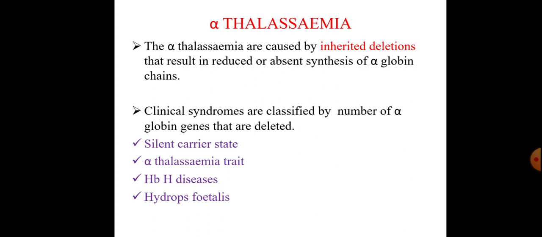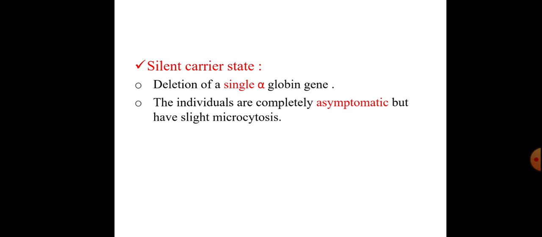The alpha thalassemias are caused by inherited deletions that result in reduced or absent synthesis of alpha globin chains, as already mentioned earlier. This can result in clinical conditions such as the silent carrier state, alpha thalassemia trait, HbH disease, and hydrops fetalis. The silent carrier state of alpha thalassemia occurs due to the deletion of a single alpha globin gene, which can be on the paternal or maternal chromosome. The individuals are completely asymptomatic but have slight microcytosis.